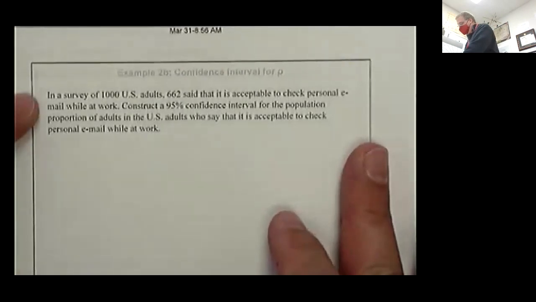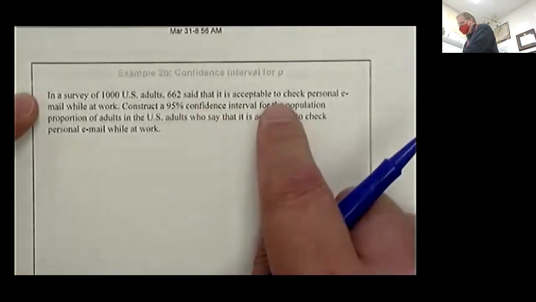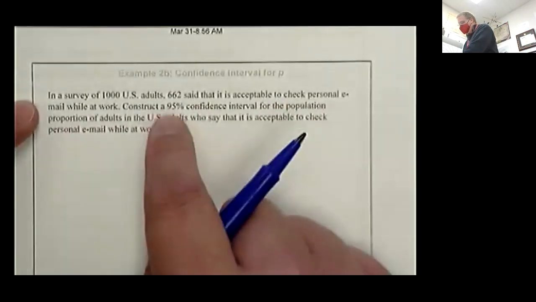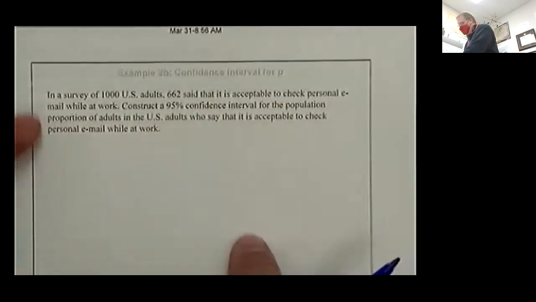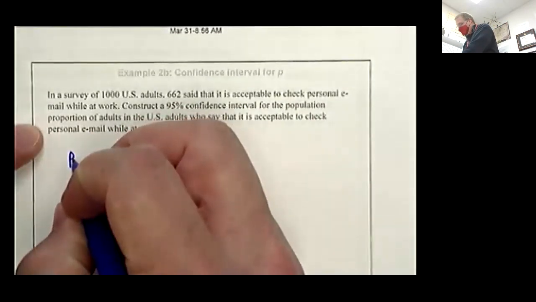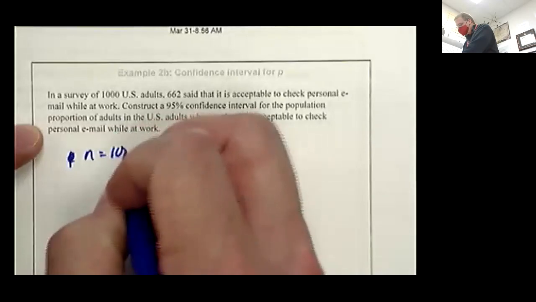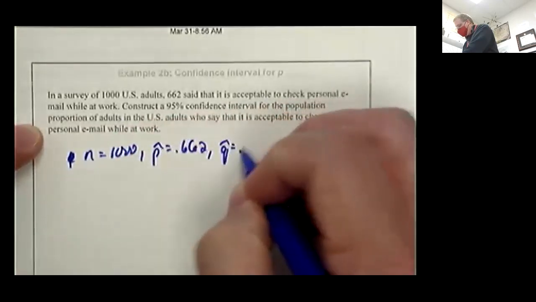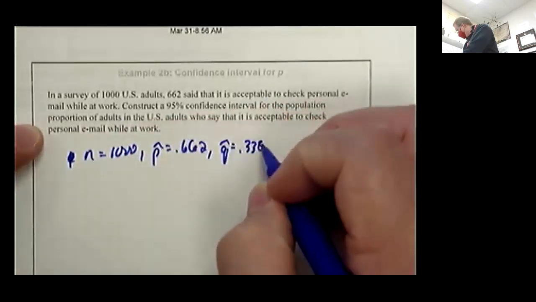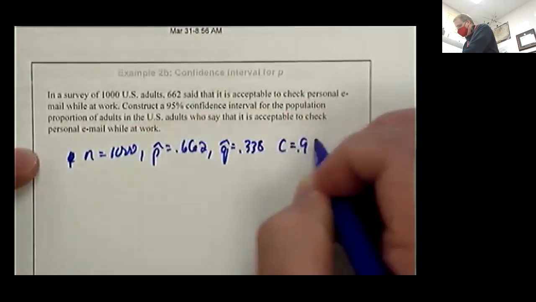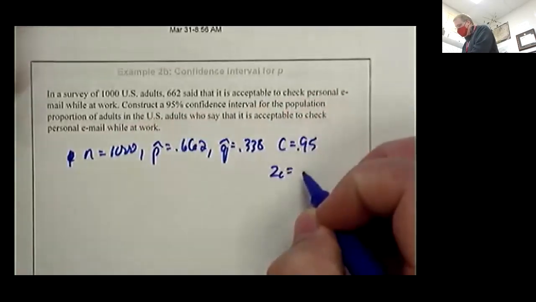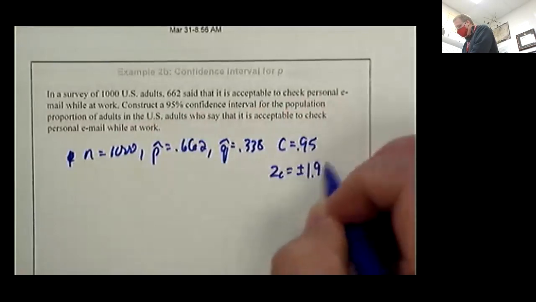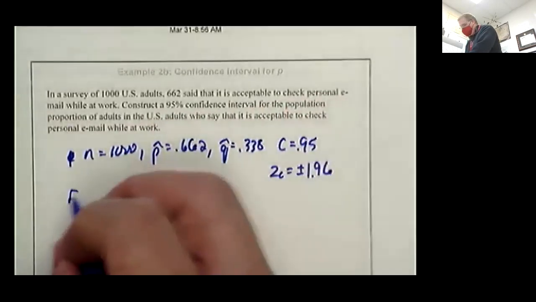In a survey of 1,000 adults, 662 said it was acceptable to check personal email while at work. Construct a 95% confidence interval for the population proportion. So again, n is 1,000. We did this as the second problem. p hat was 0.662. q hat was 0.338. Our confidence level is 0.95. That gives us a Zc score, same as what we used up above, of plus or minus 1.96. Therefore, we can find our error.